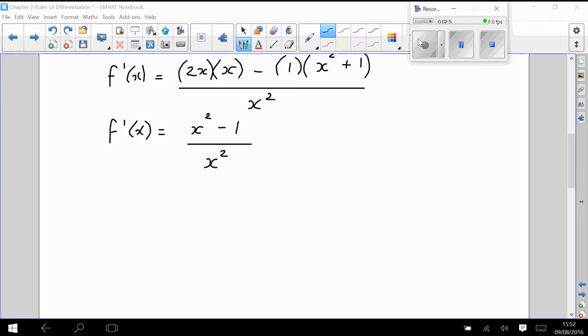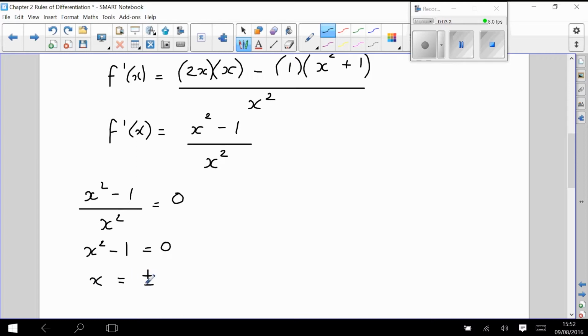If I want to find my stationary points, I must make the derivative equal to 0. In other words, I'm going to make x squared minus 1 all over x squared equal 0. When I solve this equation, I have x squared minus 1 is equal to 0. In other words, x could have been plus 1 or minus 1. Now that I have the two x coordinates for the stationary points, I want to check, are they going to be local minimum or local maximum turning points?